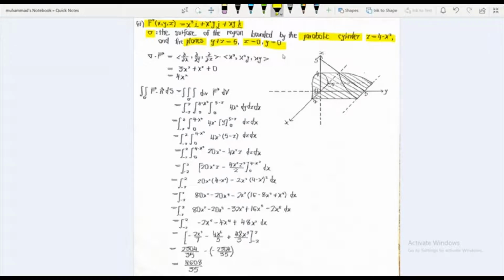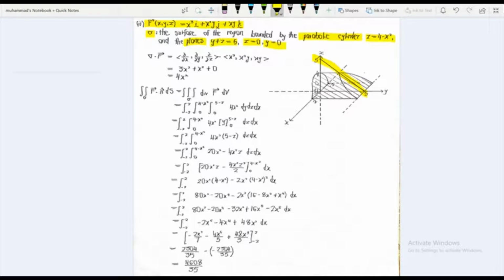Same as question 1, first we need to sketch the parabolic cylinder. I already sketched the parabolic cylinder here. As you can see, this is the parabolic cylinder with z equal to 4 minus x squared, and this one is the plane y plus z equal to 5, and this one is the plane z equal to 0, and this one is the plane y equal to 0.